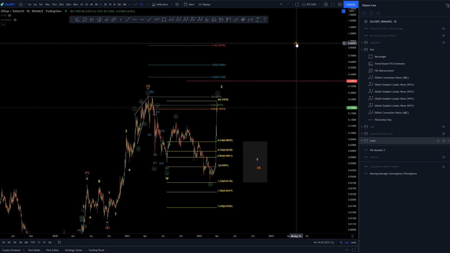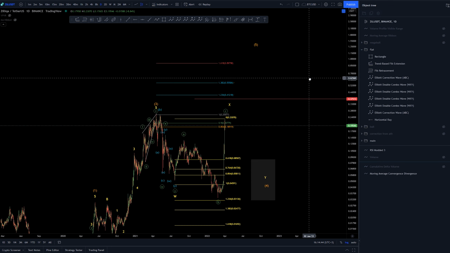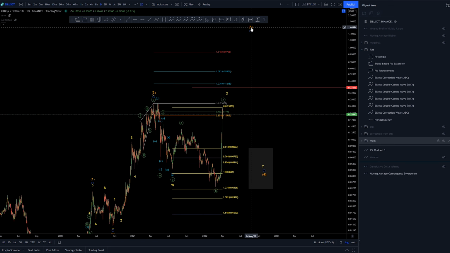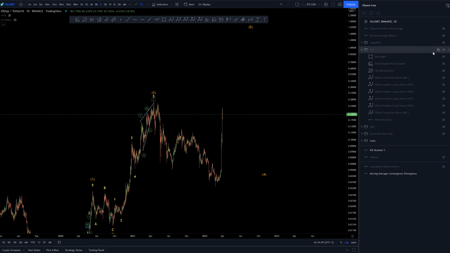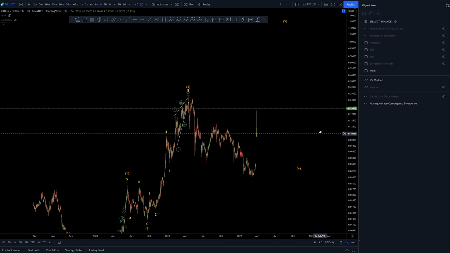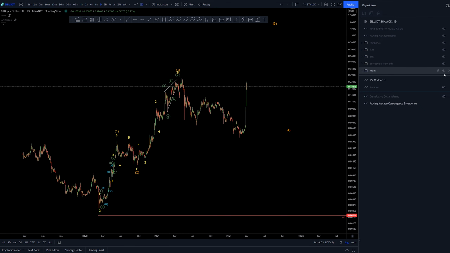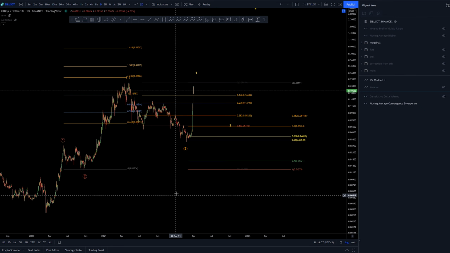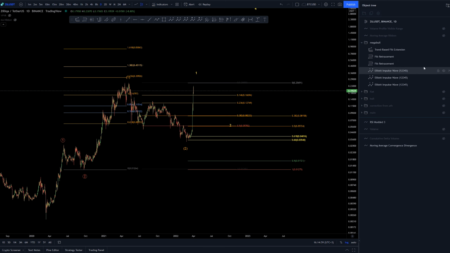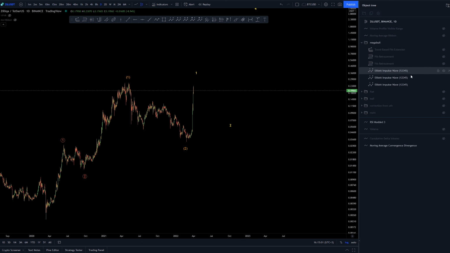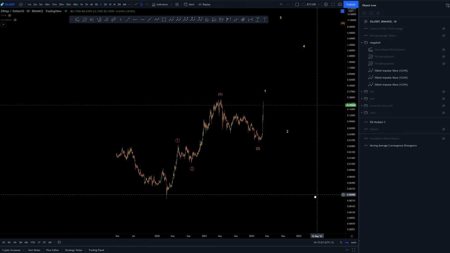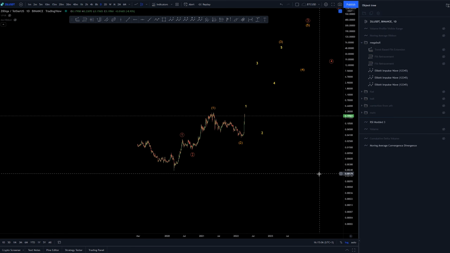We can check out the more targets for this 5th again later if this plays out, but for now I think I'm going to present to you the last thing I wanted to show you, the mega bull count here, which is living up to its name.